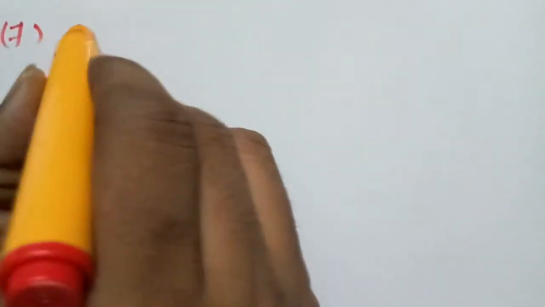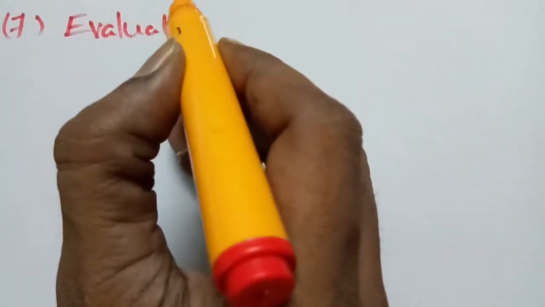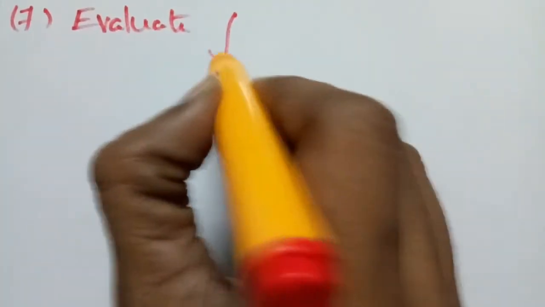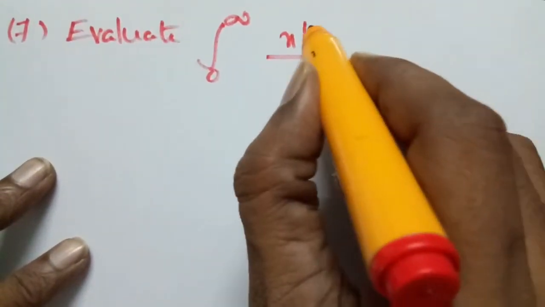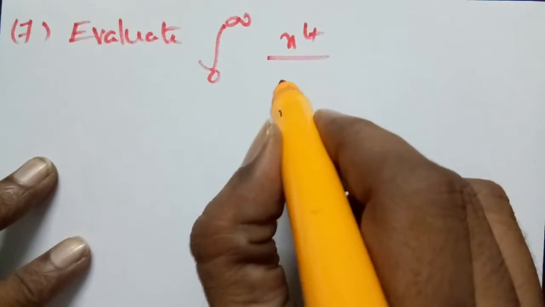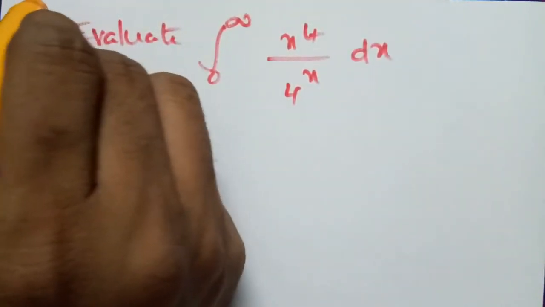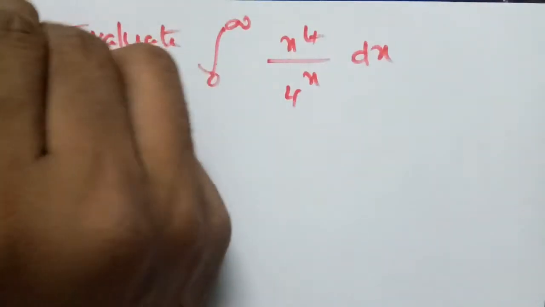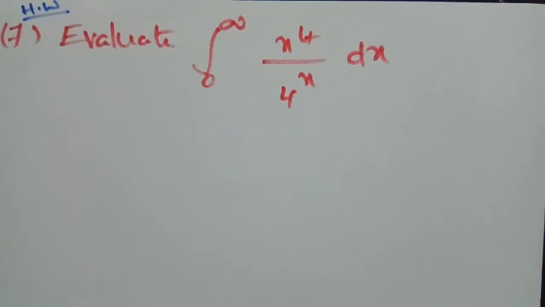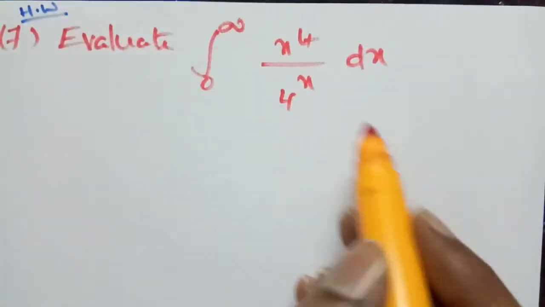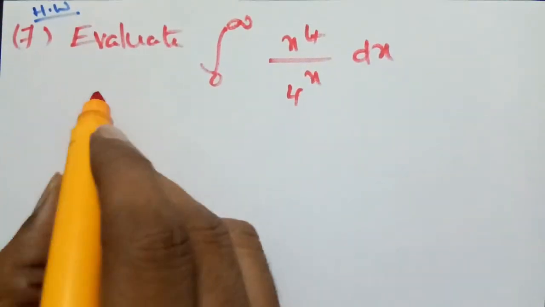Seventh one: evaluate the integral 0 to infinity x power 4 by 4 to the power of x into dx. Homework. In the above problem you just replace a by 4, and you get the answer. So you can proceed as in the above problem.